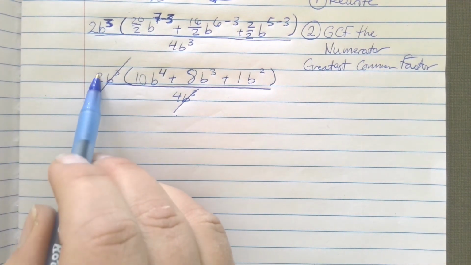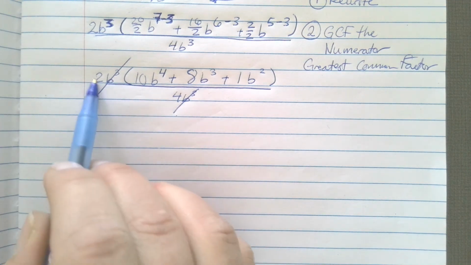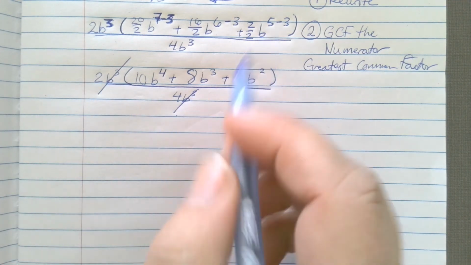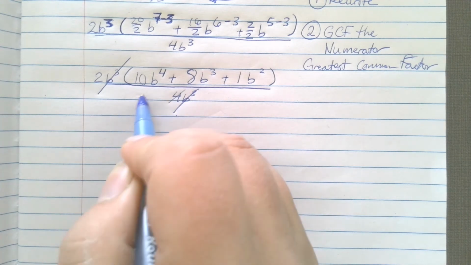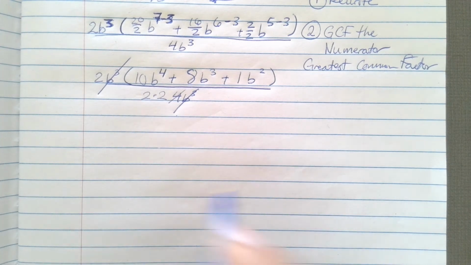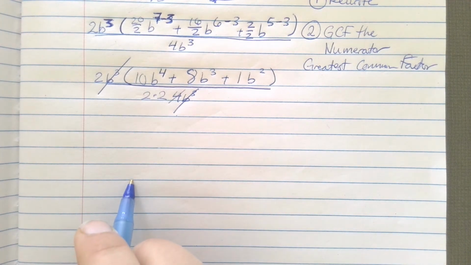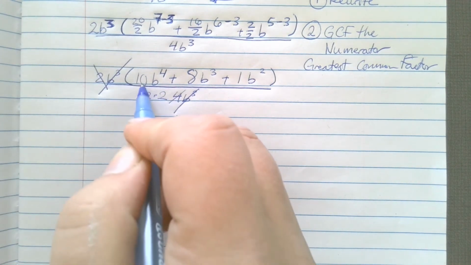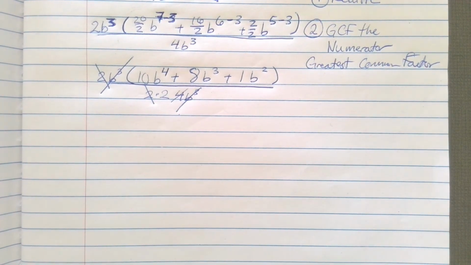Now what about 2 and 4? Can I reduce those at all? Okay, can we change this 4? I'm going to think of this 4 as 2 times 2. Is that okay? And then I'm going to cross this 2 out with one of those 2's. And I write down what's left.